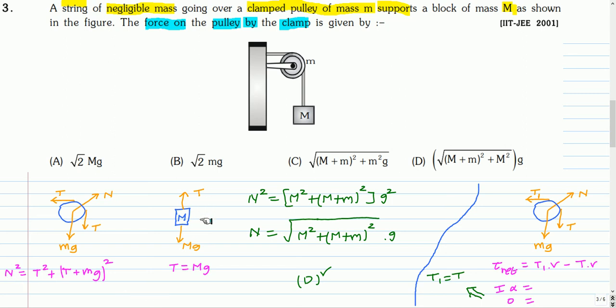And tension we can find from this as T equal to Mg. So using that we get the normal reaction squared as (M squared plus (M plus m) whole squared) into g squared. From that we get the normal reaction as the square root of this into g. So the correct option is option D.